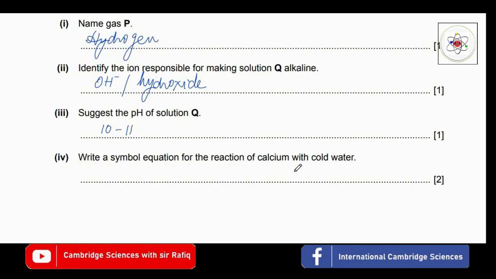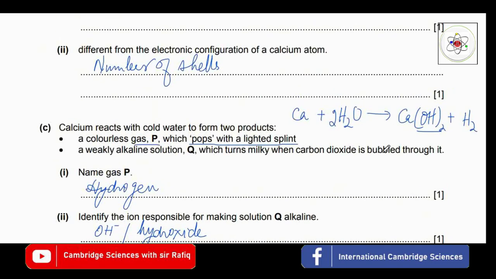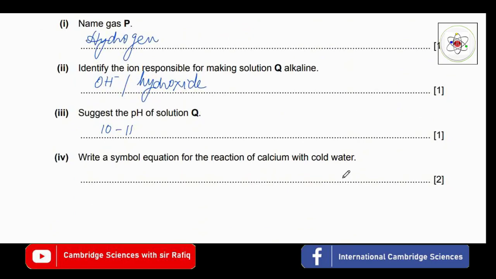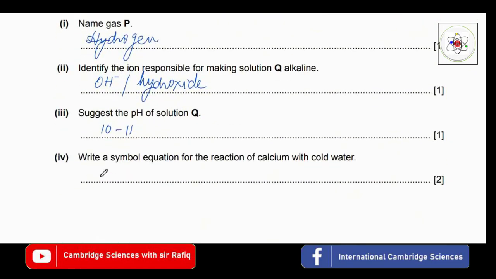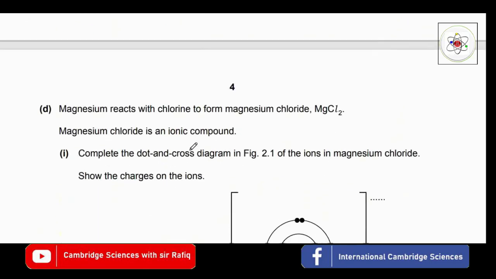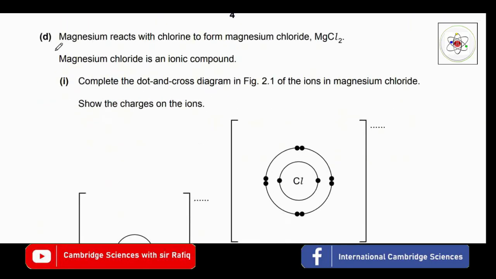Write the simple equation for the reaction of calcium with cold water, which we have mentioned over here when we were working out. Okay, so just copy and paste that equation. Calcium plus 2 moles of water gives calcium hydroxide plus hydrogen gas.